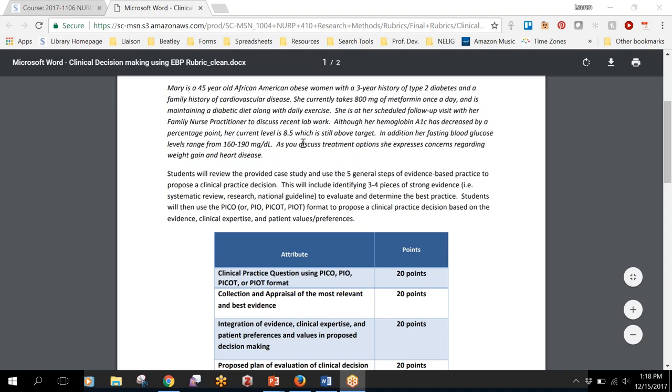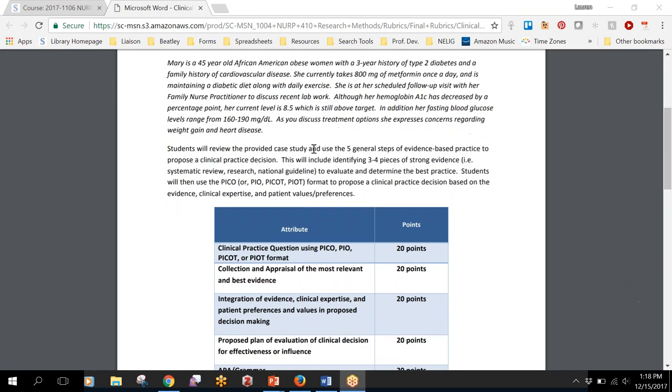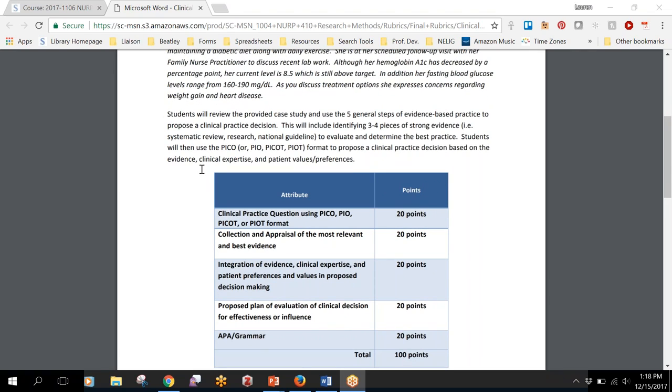So you can see it starts out here with the case study. And then it says students will review the provided case study and use the 5 general steps of evidence-based practice to propose a clinical practice decision. This will include identifying 3 to 4 pieces of strong evidence, i.e. systematic review, research, national guideline, to evaluate and determine the best practice. So this tells us what we're going to be looking for when we're doing research for this assignment. We're looking for 3 to 4 pieces of strong evidence. And examples of strong evidence are systematic reviews, research, and national guidelines.